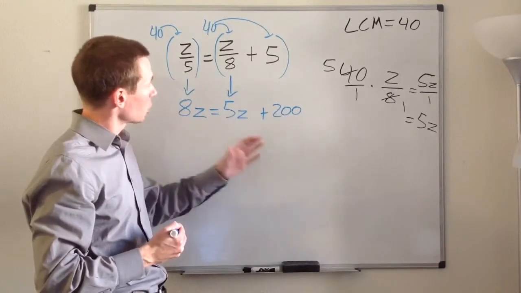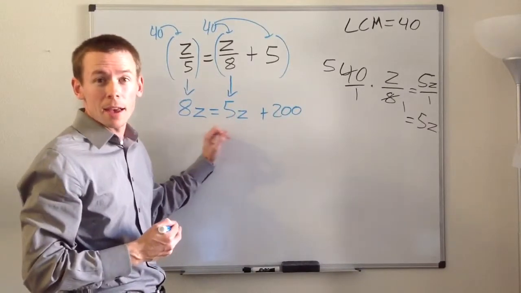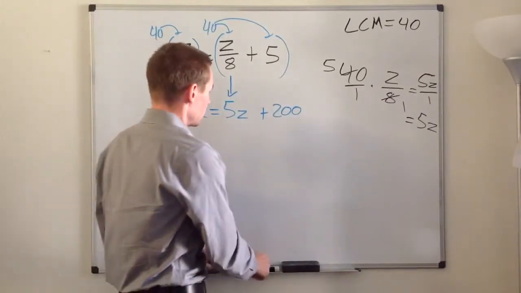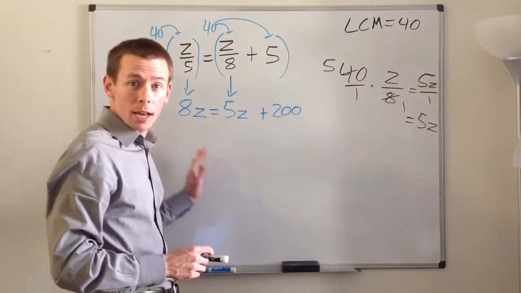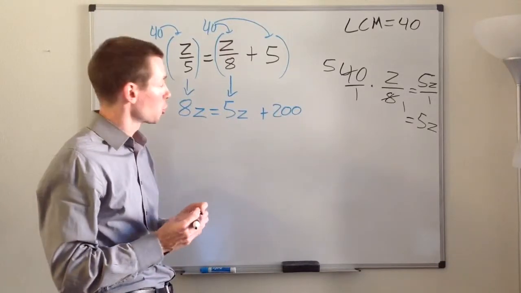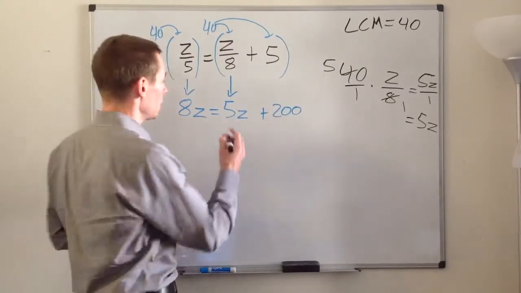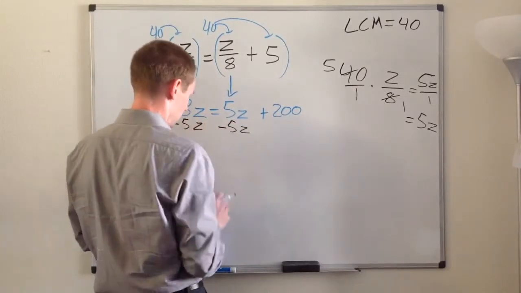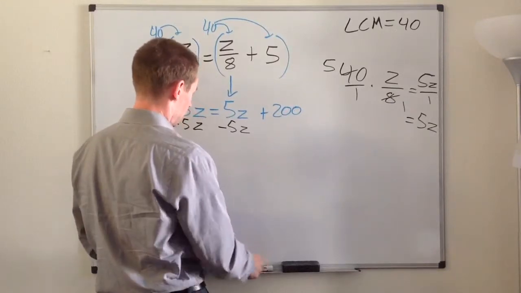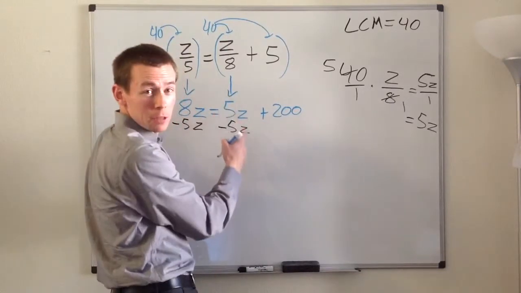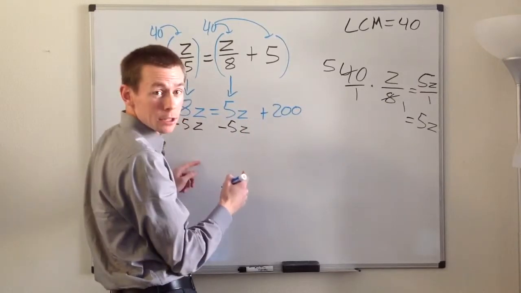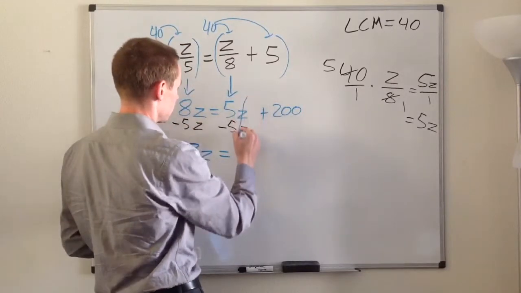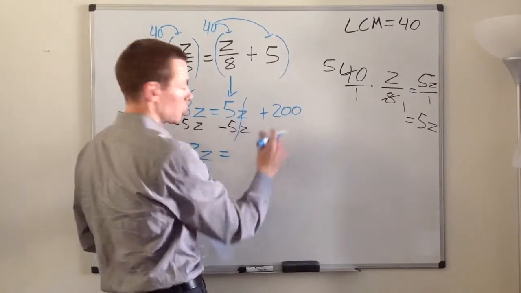So again, we've taken both sides and multiplied them by the lowest common multiple of the denominators, and what that did was clear all the denominators to create an equation with only whole numbers, which is much easier to solve. Okay? So we want to get the z's on one side and the numbers on the other side. So I'm going to subtract 5z from both sides. This cancels, 5z minus z cancels, and 8z minus 5z is 3z equals 200.